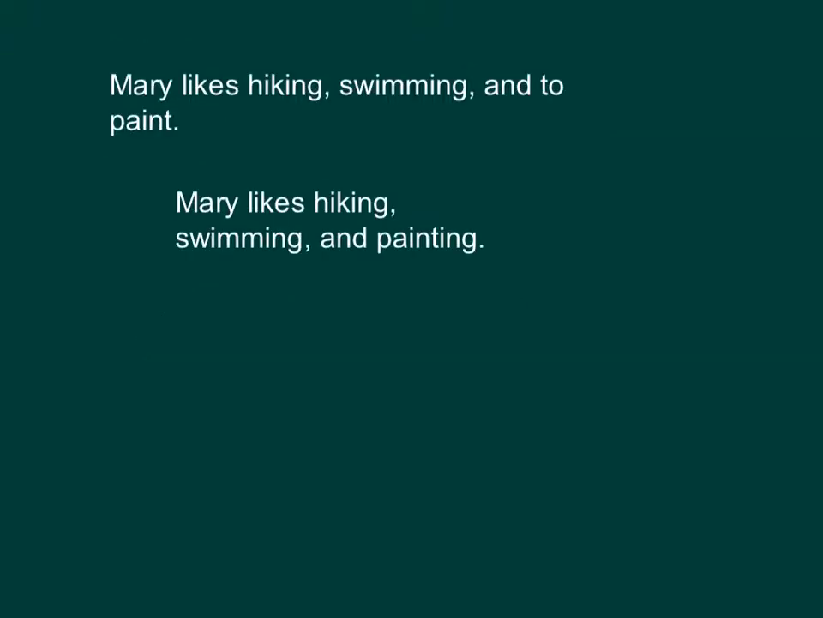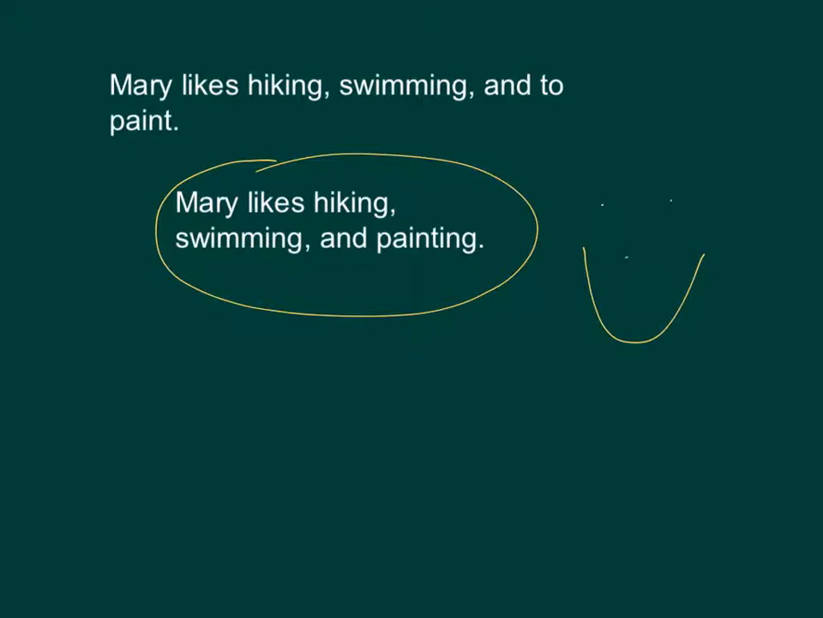Take a look at these two similar sentences. Which one is parallel and why? If you chose this one, you're right. And that's because each of the three activities she's doing, hiking, swimming, and painting, are parallel.